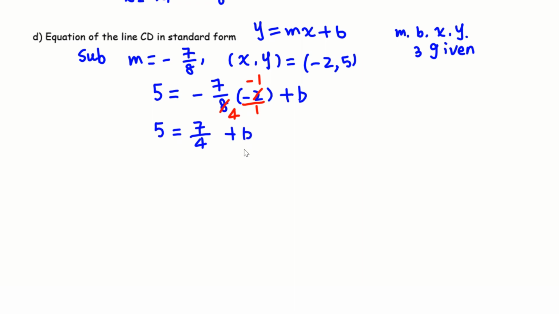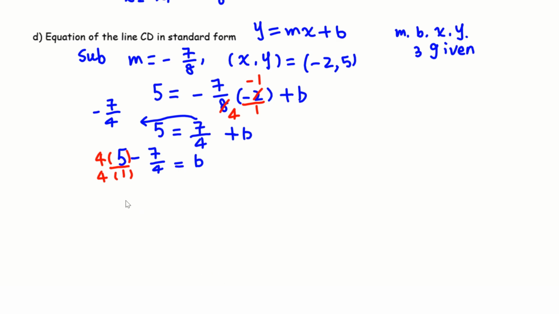We want to solve for b. This is a linear equation. We want to move the 7 over 4 to the other side by doing the opposite operation. So we have 5 minus 7 over 4 equals b. Fraction, when adding or subtracting, we need to make sure we have the same denominator. So for 1 and 4, the least common denominator will be 4. So we are going to multiply the denominator by 4 and also the numerator by 4. Then we change the first term 5 over 1 to 20 over 4.